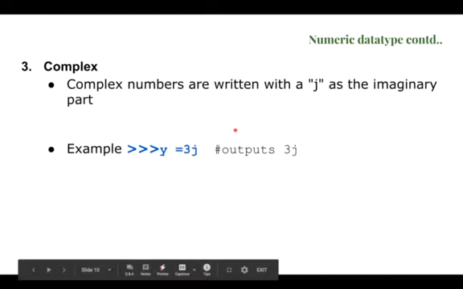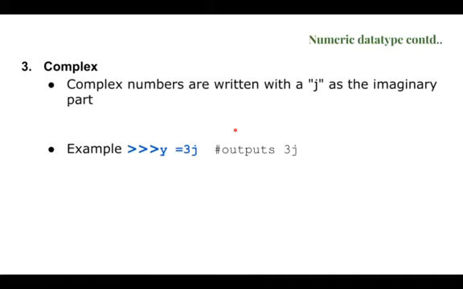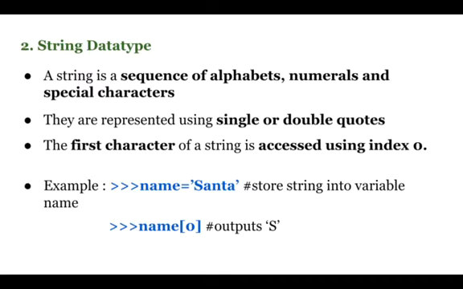Next category of numeric data type is complex numbers. Complex numbers are written with a j as the imaginary part, and an example is shown here. y is equal to 3j, which will display the output as 3j. j indicates the imaginary part.